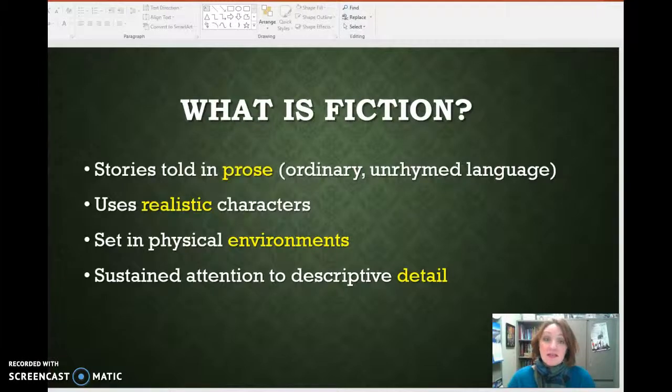So fiction is a story, and it's usually a longer story that is told in unrhymed language, which is called prose. It usually uses realistic characters, so people that we recognize, characters that are not too unfamiliar or too alien, and it is set in some kind of a physical environment. And it is longer, so there's more room for a little bit more detail, whereas a short story or a poem might not have as much character development in it. So fiction is usually longer, told in ordinary language, and it has a setting.